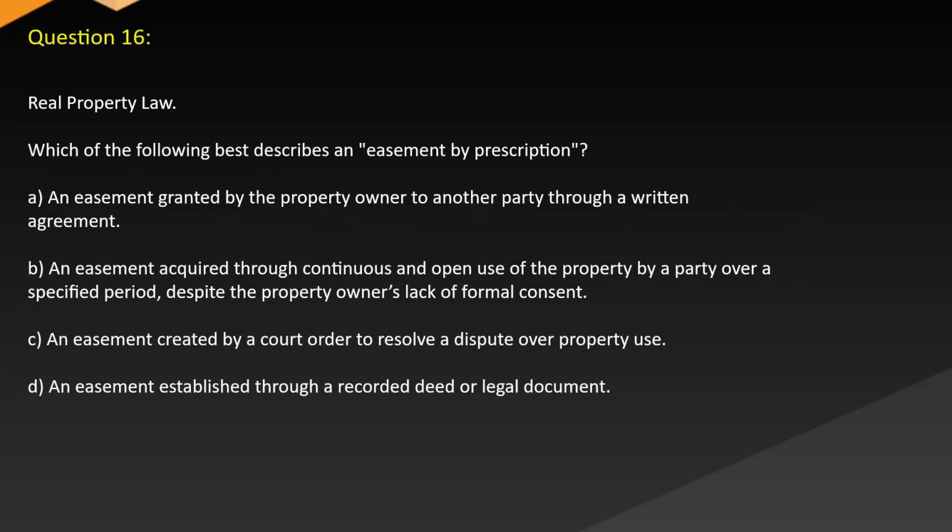Question 16. Real property law. Which of the following best describes an easement by prescription? A. An easement granted by the property owner to another party through a written agreement. B. An easement acquired through continuous and open use of the property by a party over a specified period despite the property owner's lack of formal consent. C. An easement created by a court order to resolve a dispute over property use. D. An easement established through a recorded deed or legal document.